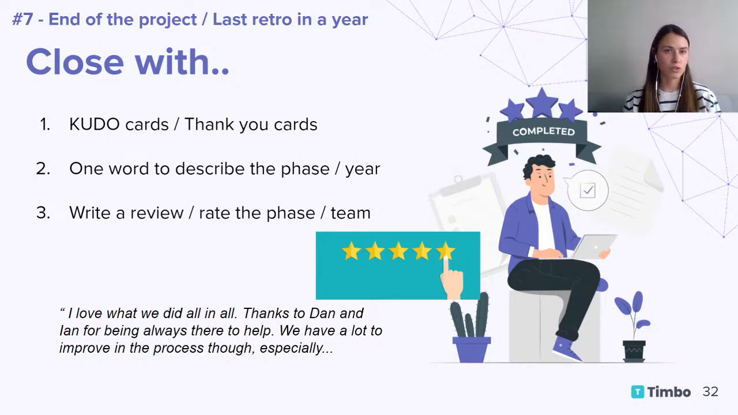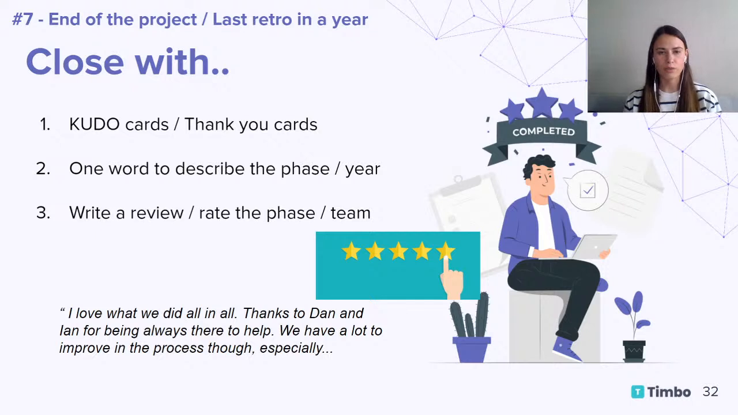Of course, you can use kudos cards, thank you cards. You can choose one word to describe the phase or year. Another idea that is a combination of those is you can try and ask the team to write a review. This might be a review of your team or of the process or of the phase. Just ask them to imagine that they are writing a review somewhere in the App Store or on Amazon, just giving a number of stars and some comment. You will see that they will at the same time thank someone and tell what was great.